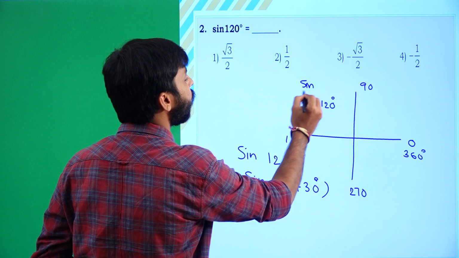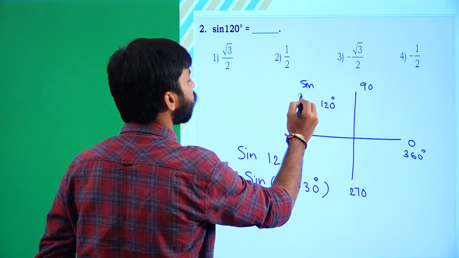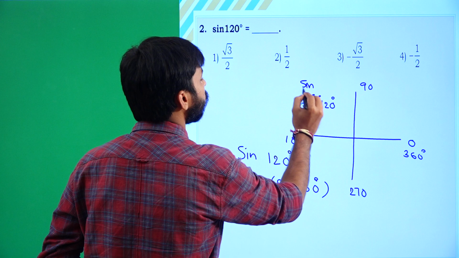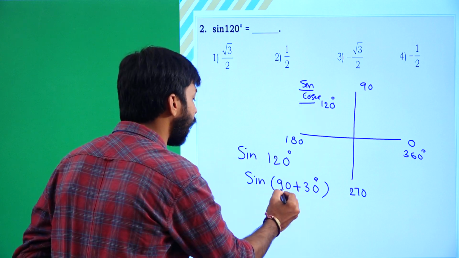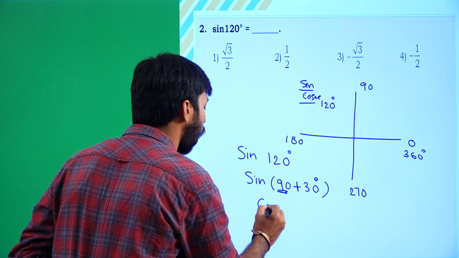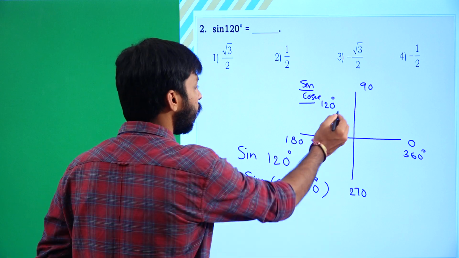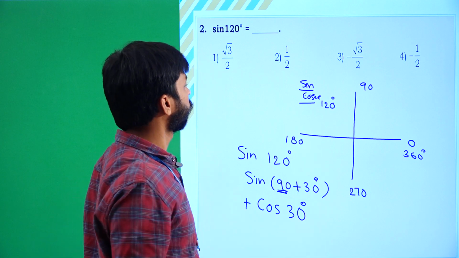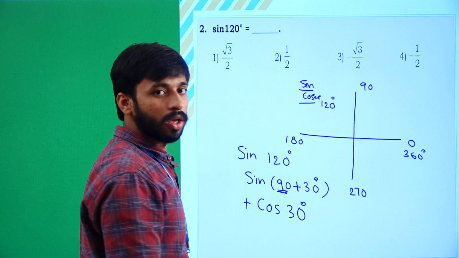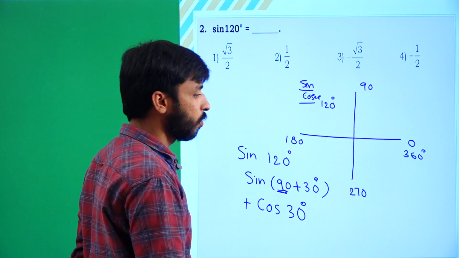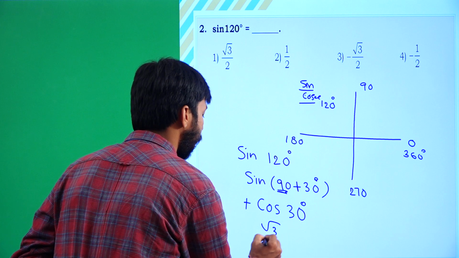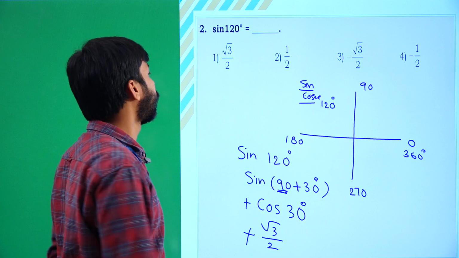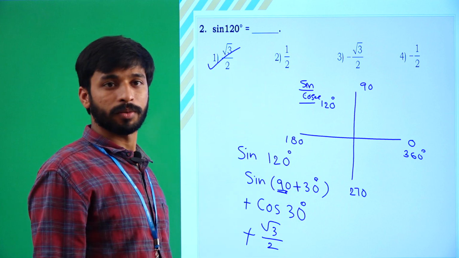Here sin and cosecant are positive. So sin 90 plus 30, here 90 is an odd multiple of 90, so it becomes cos, and the value is positive, cos 30. Already we know that cos 30 is root 3 by 2, that is plus root 3 by 2. This is the value of sin 120. So the second option is correct. Sorry, the first option is correct.